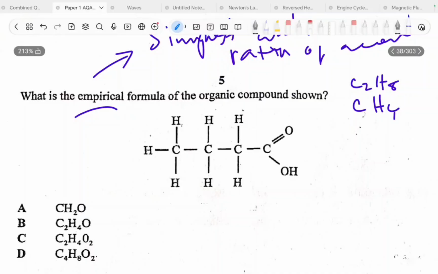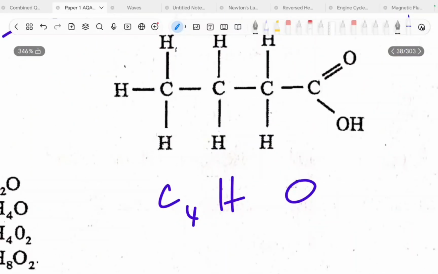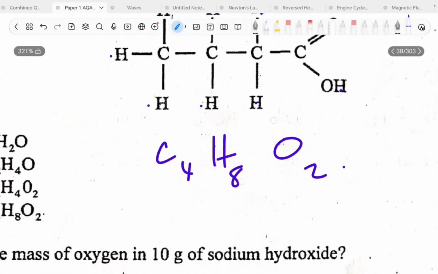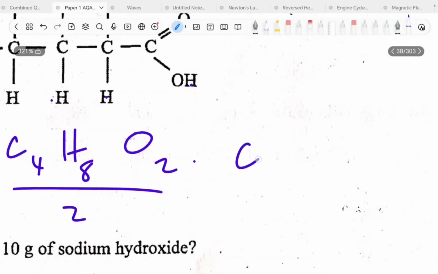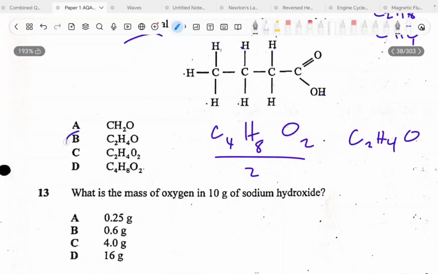To solve this, we have to start by writing the molecular formula. So we have C, we have H, and we have O. How many C's do we have? We have 4. How many H's do we have? 1, 2, 3, 4, 5, 6, 7, 8. How many O's do we have? We have 2. As you can see, you can divide this by 2 and get C2H4O. Do we have this in our answers? Yes, we do. It's B.